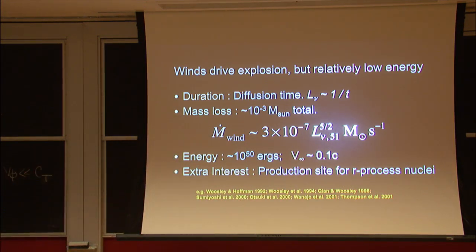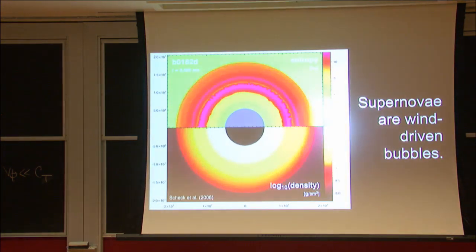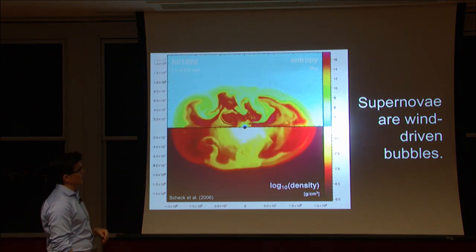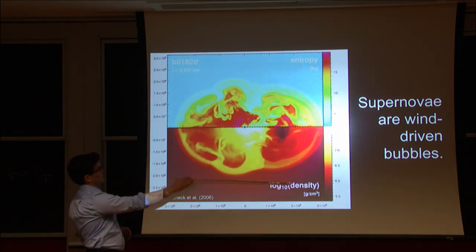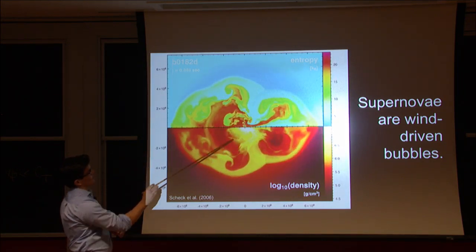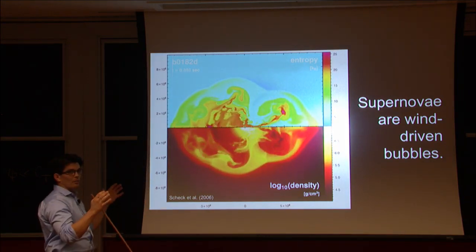You have a neutron star. It's ablating material from its surface. Maybe you could form the R-process. Here's just another movie, this one from Scheck. It's two-dimensional. There's entropy. There's log density. The thing's accreting. There's a shock wave. And what you're going to see at the end is just the wind-driven bubble moving into that.